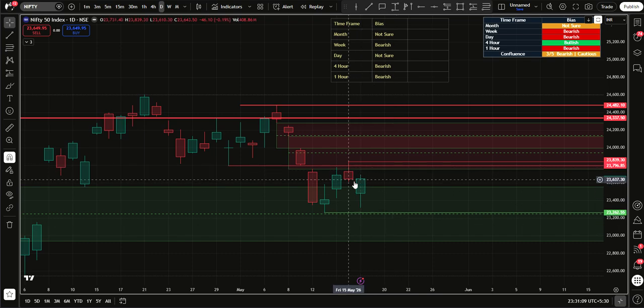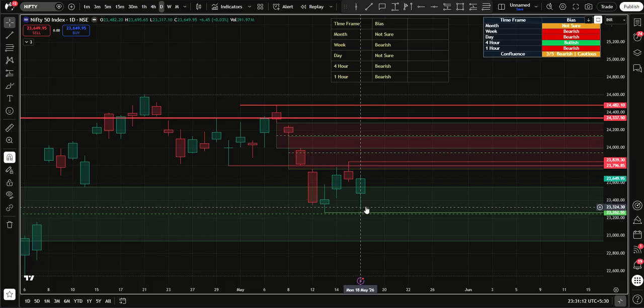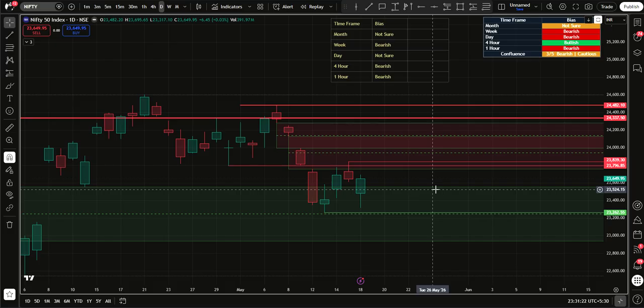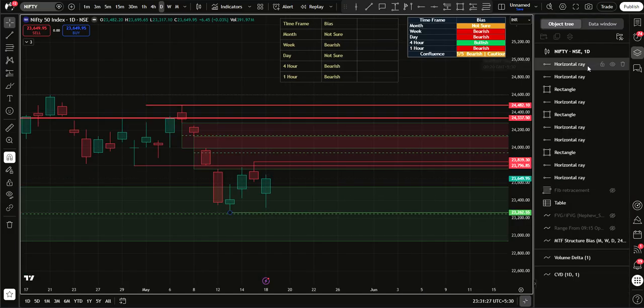That's exactly what happened. Nifty opened gap down deep inside the fair value gap, that is the buy side liquidity, and then closed in between the buy and sell side liquidity. So that's exactly what happened. Let's, as usual, delete all the analysis from the previous day and start afresh.